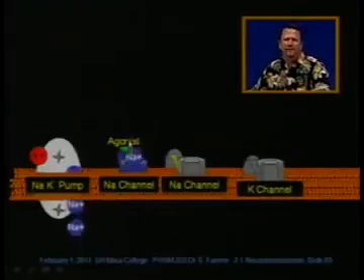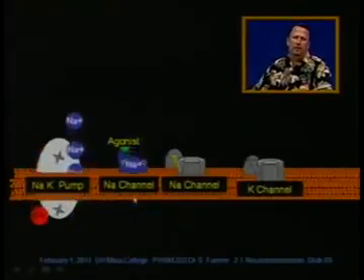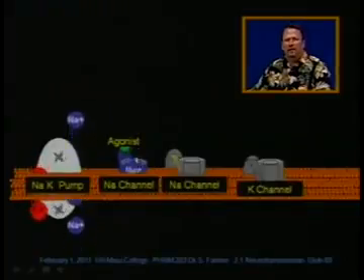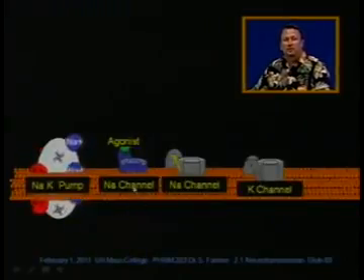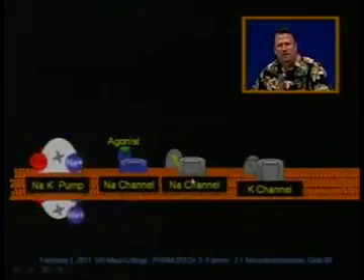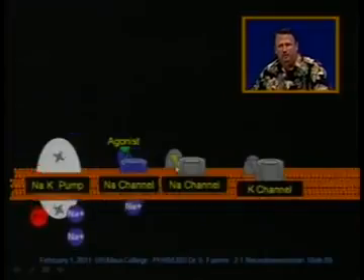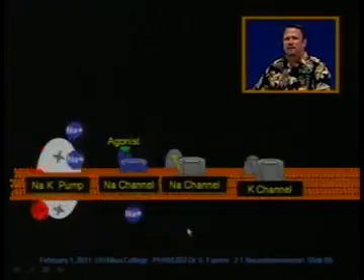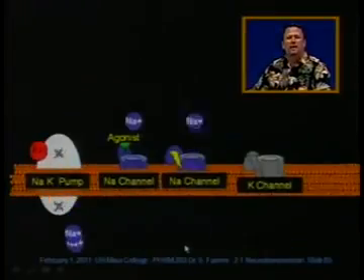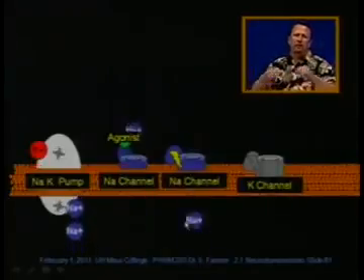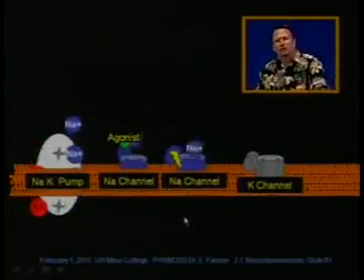So here my agonist opened the sodium channel. The sodium began to rush in, causing a voltage change. And over here is a sodium channel that's gated by voltage, a voltage-gated sodium channel. And it senses that voltage change, and it opens and allows a big rush of sodium into the cell.